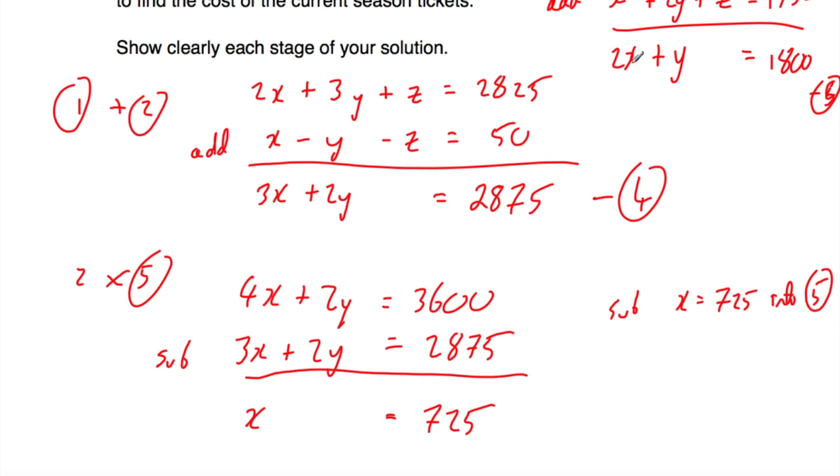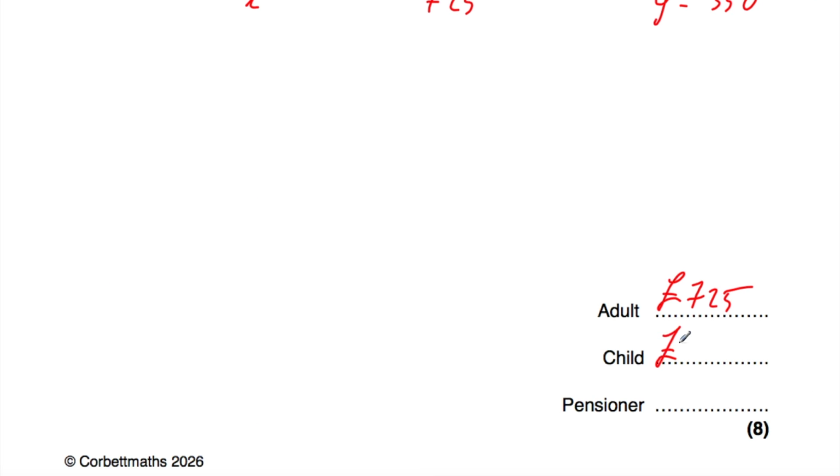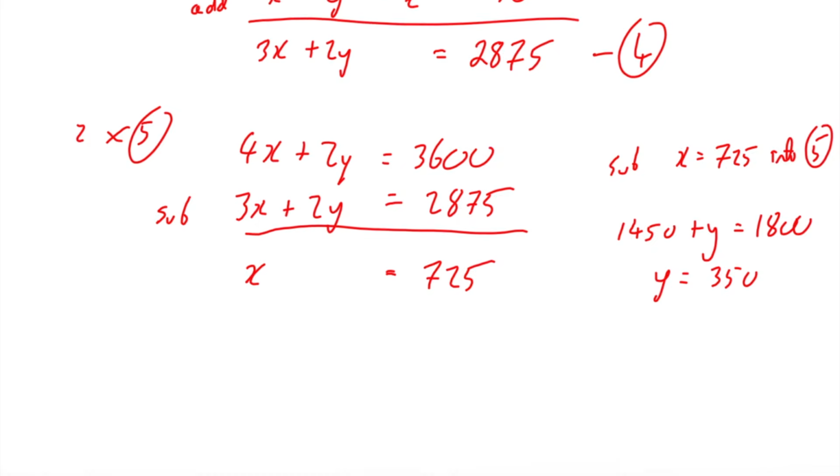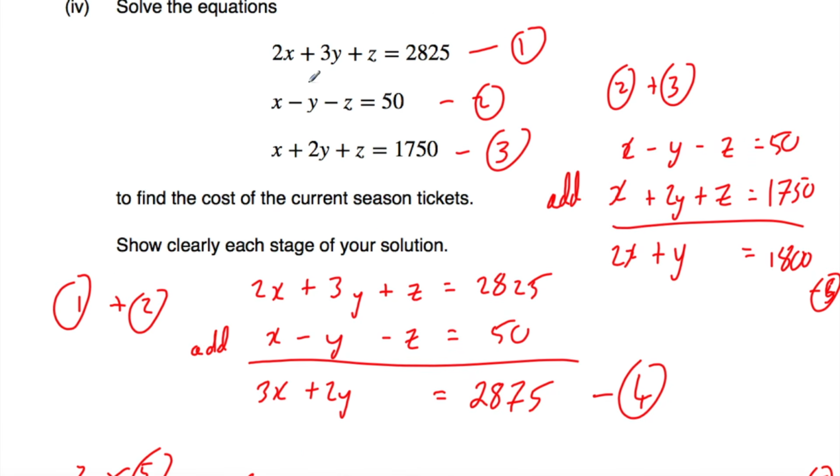If we put this in, 2 times 725 would be 1,450 plus y equals 1,800. Then if we take away 1,450 from both sides of the equation, we'll get that y is equal to £350. And that's it. So y is £350, the cost of a child season ticket. Then if we go back up here, I'm going to substitute x equals 725 and y equals 350 into equation 2.